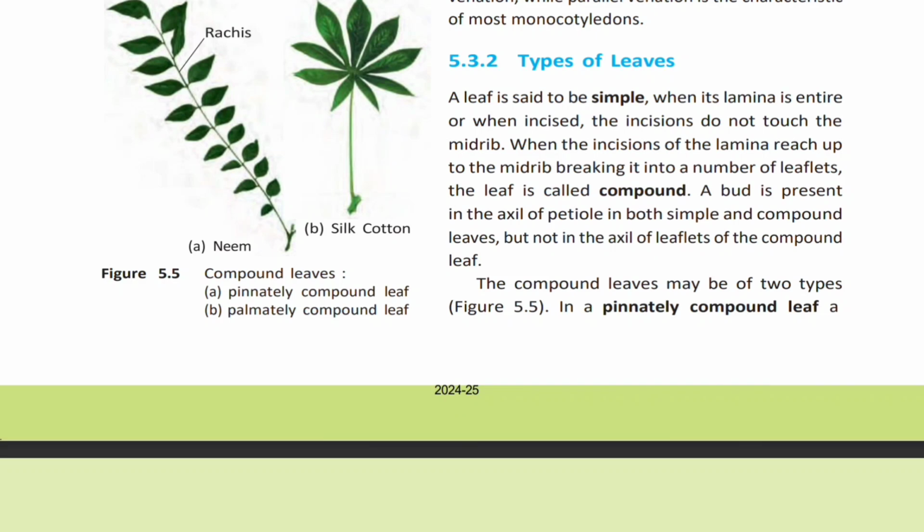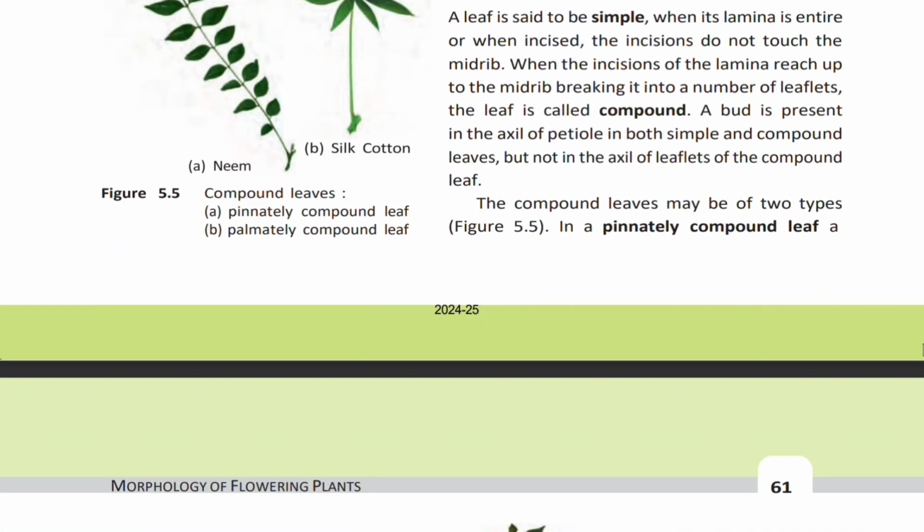When the incisions of lamina reach up to the midrib, breaking it into a number of leaflets, the leaf is called compound. A bud is present in the axil of petiole in both simple and compound leaves, but not in the axil of leaflets of the compound leaf. The compound leaves may be of two types.